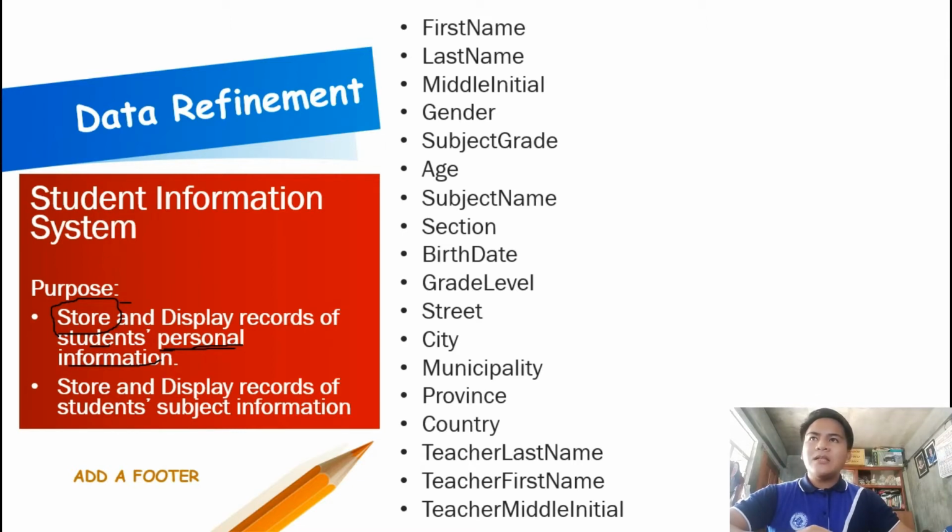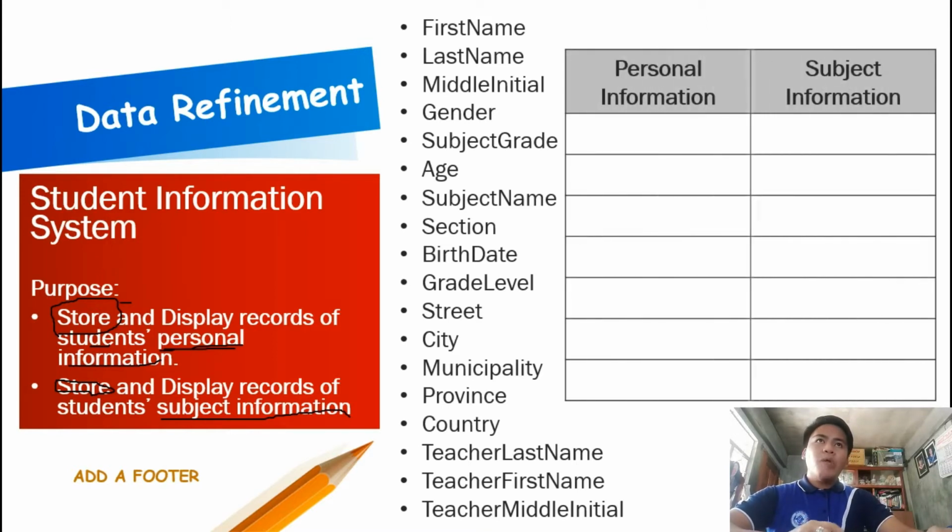Now, gawin ulit natin dito sa second purpose. Store and display records of student subject information. From the word store again, do we need another table? Yes. Anong pangalan ng table? Subject information. So, subject information yung second table natin. So, our first table will be personal information, then our second table will be subject information. That's why we come up with two tables based on our purpose, and that is personal information and subject information.